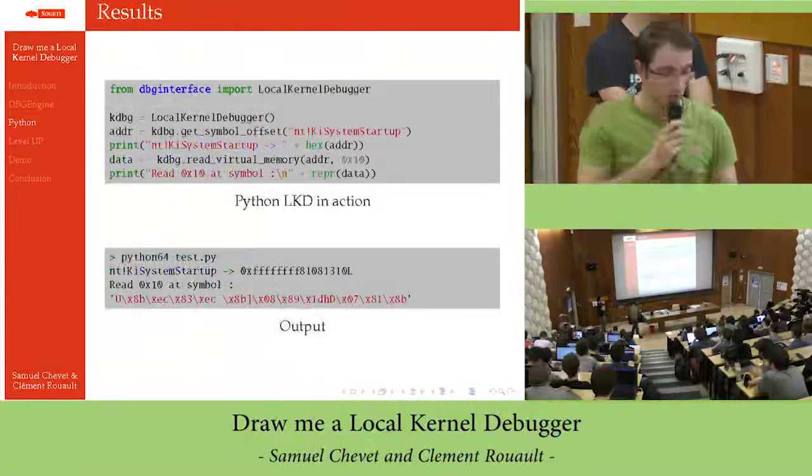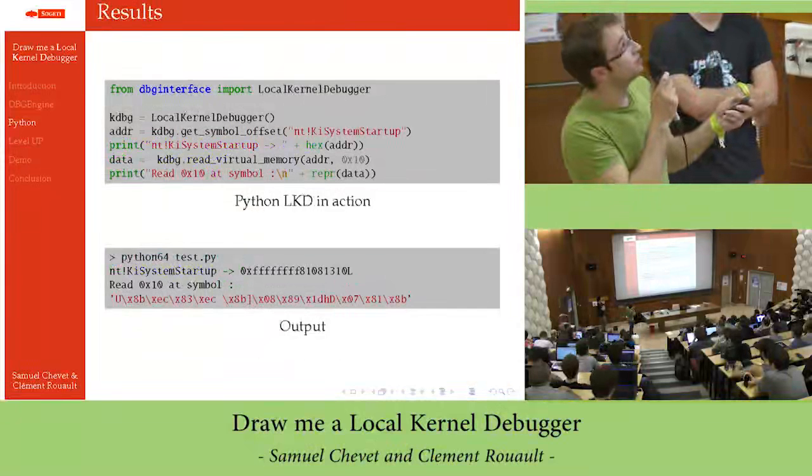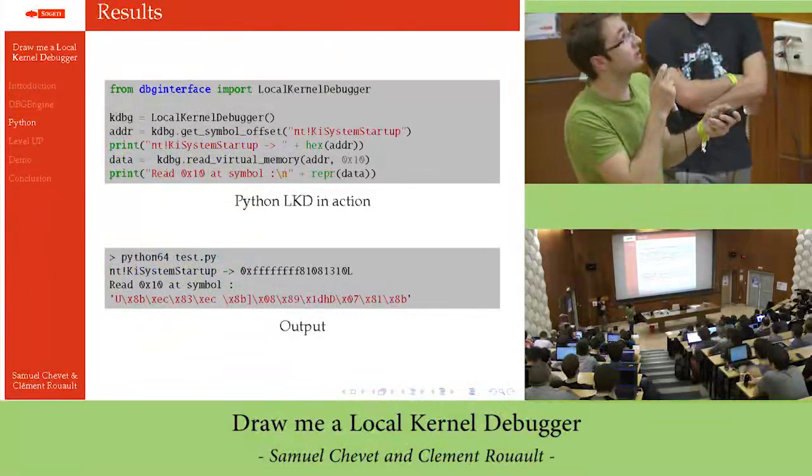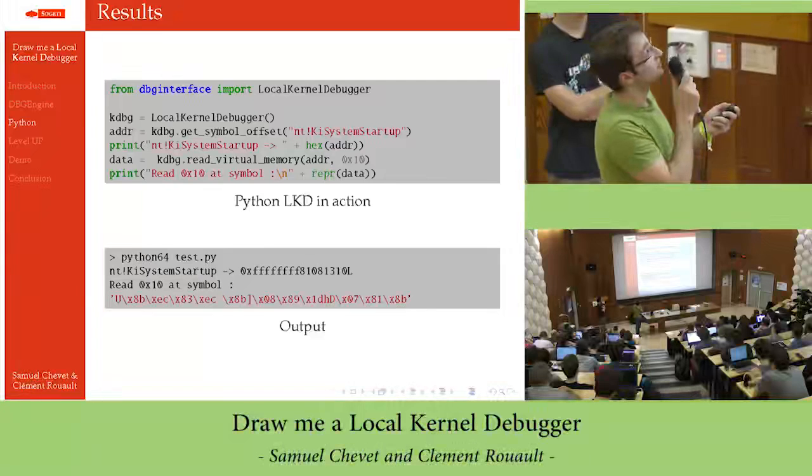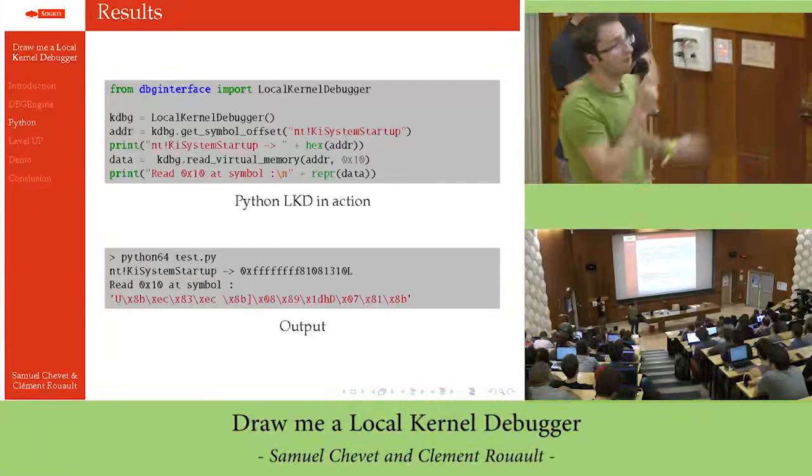So with that, what can we do? We have a dbg interface module. We have a local kernel debugger object. We create a new local kernel debugger, and we have everything we want.